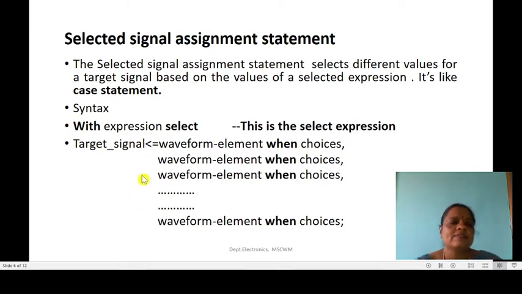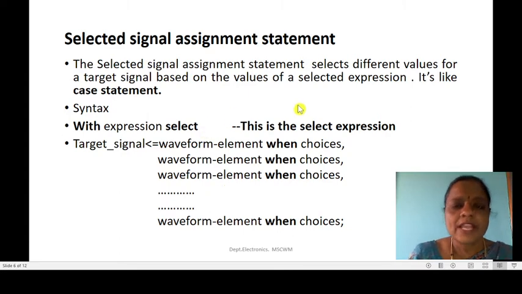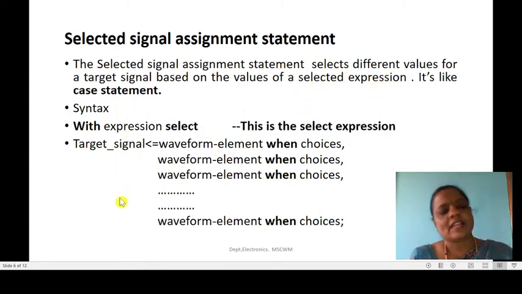Okay, let us revise the selected signal assignment statement. What is the selected signal assignment statement? The selected signal assignment statement selects different values for the target signal. It is going to select the different values for the target signal based on the value of the selected expression. It is just like a case statement. Remember that the bold letters I have written here are called the keywords.